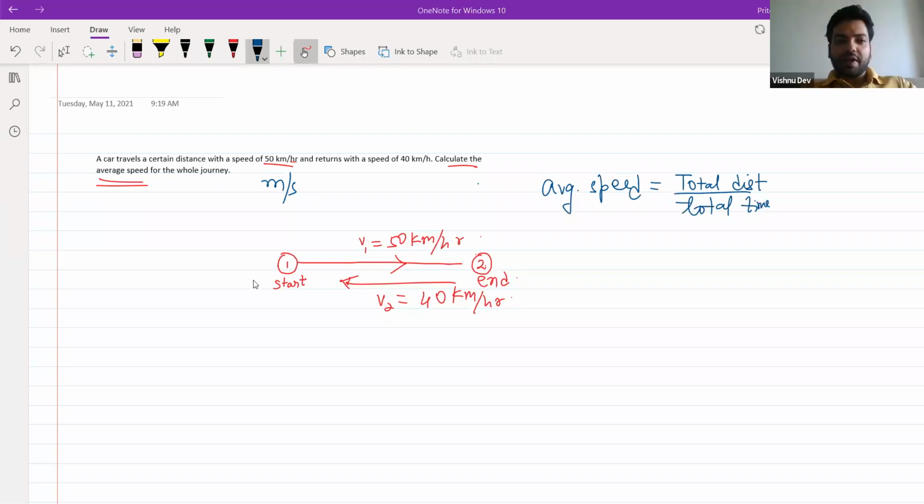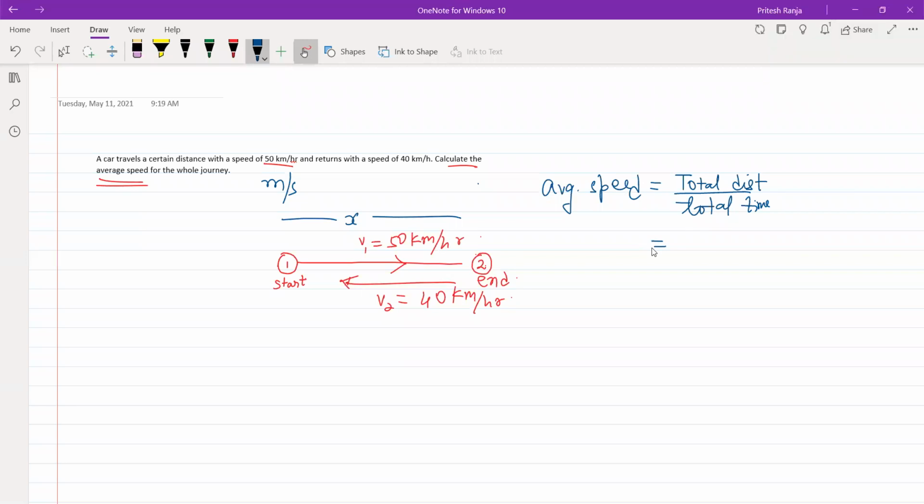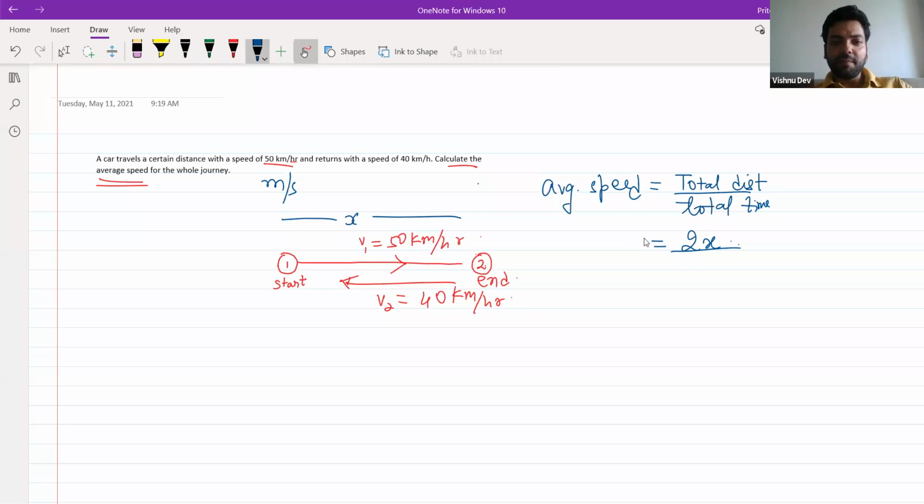So if we take the distance as x, let us say from 1 to 2, then what will be the total distance? Can anyone tell me, x or 2x? 2x, good. 2x will be the total distance, because the car is also returning. And how will we find total time?